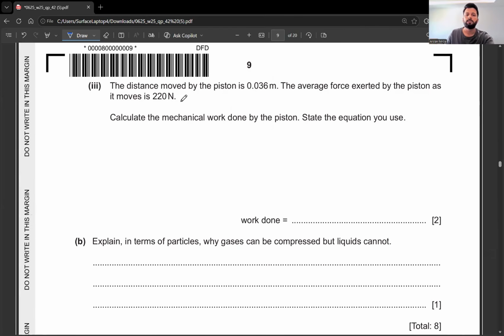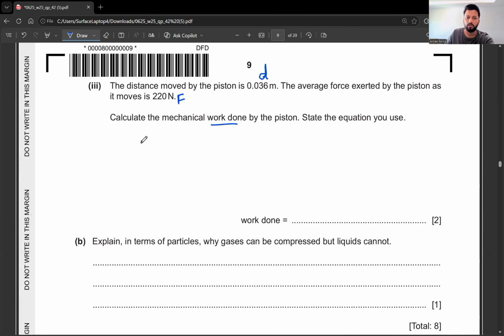Question 3. The distance moved by the piston is, this is distance because this is meter. If it is meter square, so it will be area. The average force exerted, average force is always resultant force, that is 4F, 220 Newton. Calculate the mechanical work done.